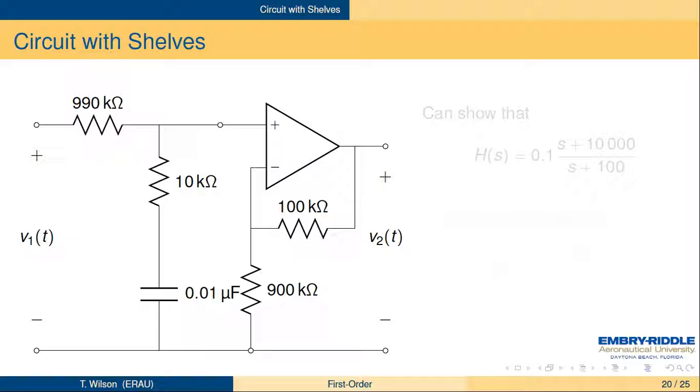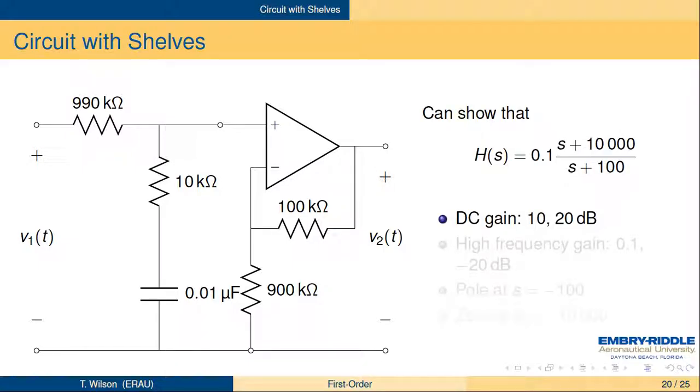So I'm not going to go through the derivation of the transfer function here. You can go through that. But we can show that its H of s is 0.1 times (s plus 10,000) over (s plus 100). So this circuit has a zero. Let's go back here. When we have low frequencies, the capacitor acts like an open, so all the input shows up across the capacitor in series with the resistor.